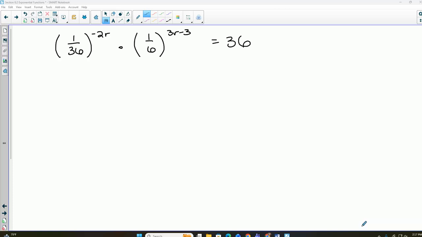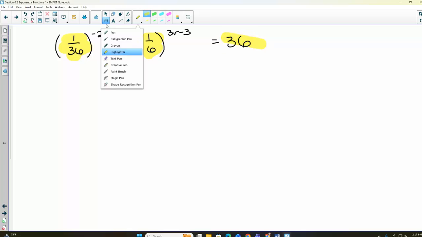On Friday, we were solving these exponential equations, and our goal was to get the same base on each side. So when I look at this, my bases are the numbers being raised to a power. I have a 1 over 36, I have a 1 over 6, and I have a 36. Those are all powers of what number? 6. Okay. So I'm going to rewrite this.